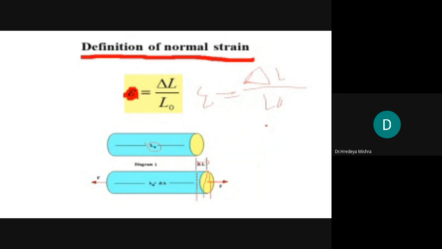So this is about simple stress and simple strain, or we can say normal stress, normal strain, or another name is axial stress and axial strain. Three names for the same thing: normal stress strain, simple stress strain, or axial stress strain. All three are the same.